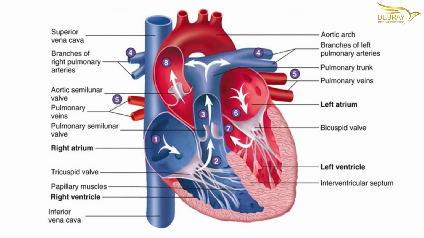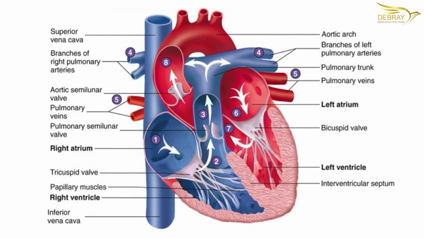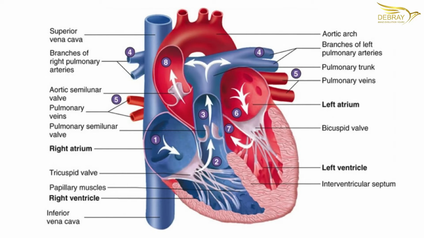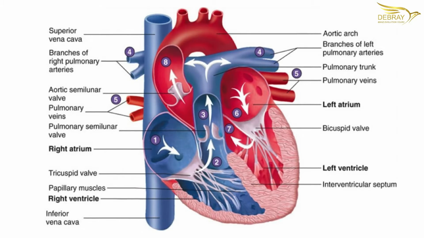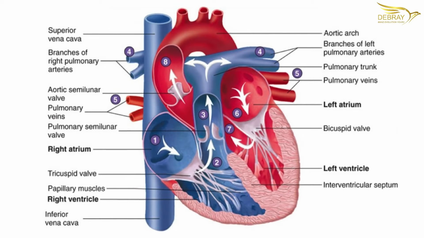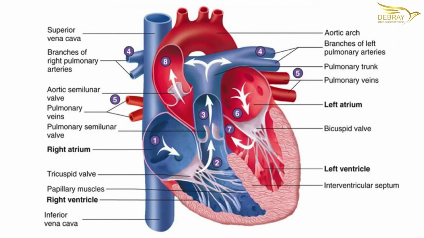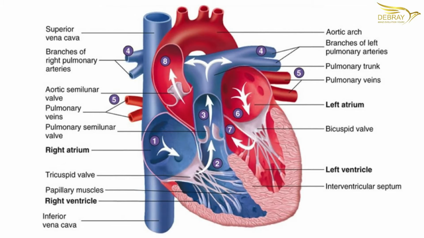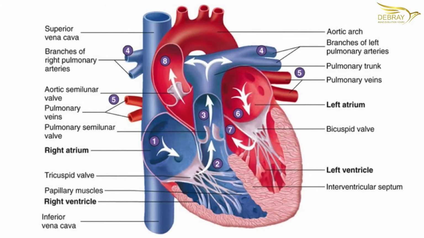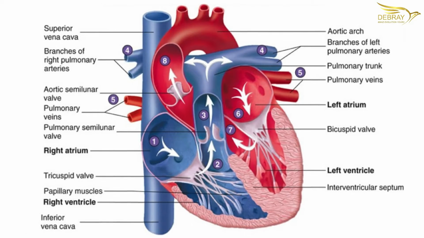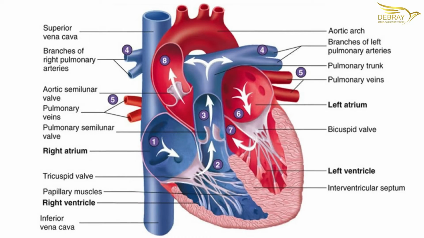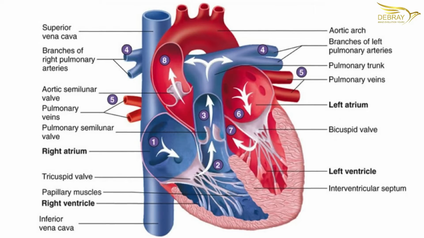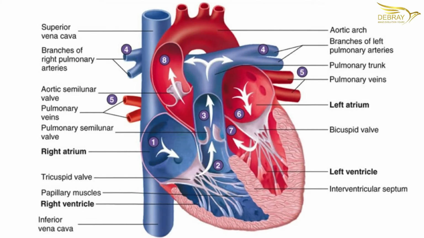The right heart consists of the right atrium, which receives deoxygenated blood from the body, and the right ventricle, which pumps it to the lungs under low pressure, and the left heart consisting of the left atrium, which receives oxygenated blood from the lungs, and the left ventricle, which pumps it out to the body under high pressure. Now let's see how it works.